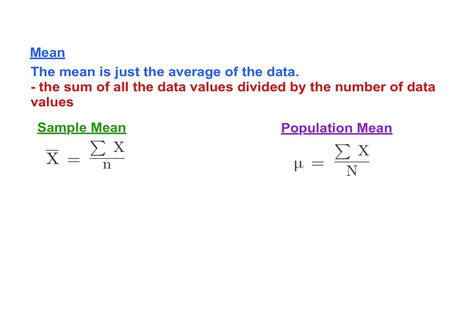Again, mechanically, what you do is not any different. Symbolically, it's a little bit different. The x bar for the sample mean, the lowercase mu for the population mean, and then you have the lowercase n for the number of data values in the sample. Uppercase N is the total number of values in the population. Again, symbolically, it's a little different. Mechanically, what you actually do is the same. Alright. The next one we're going to talk about is median.